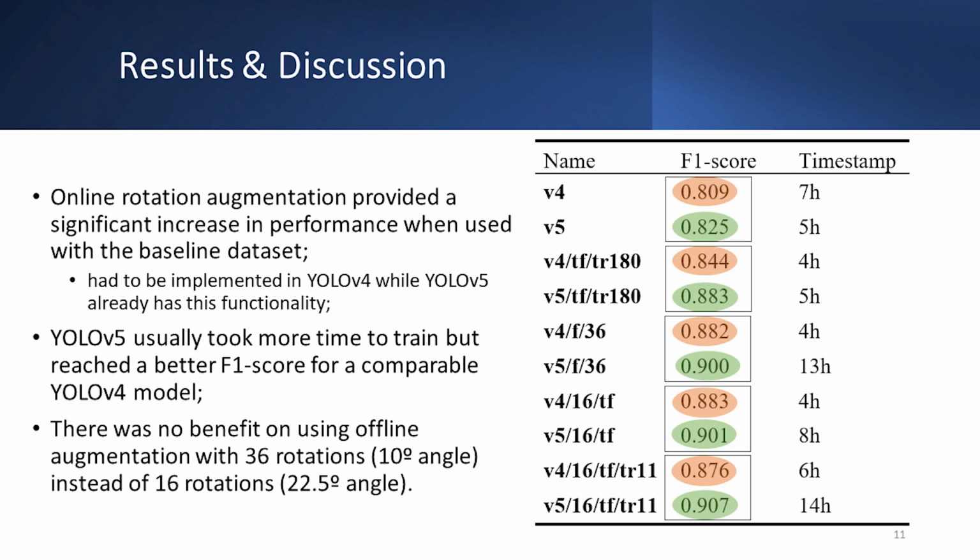When using online rotation augmentation, the different architectures have different behaviors. Our implementation of online rotation augmentations in YOLO 4 improved significantly the performance when used on the base dataset, more than 3%. But when used with a dataset of 16 rotations, the performance actually decreased. This is shown in the last result. For YOLO 5, both cases had a better performance when using online augmentations.